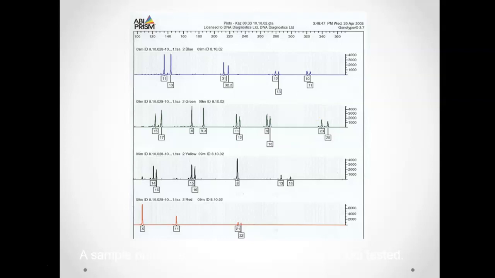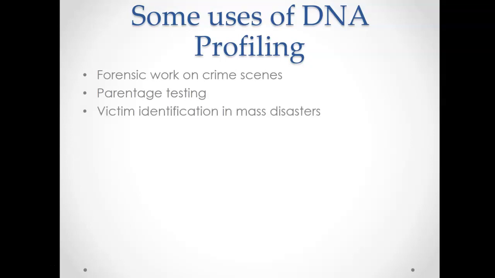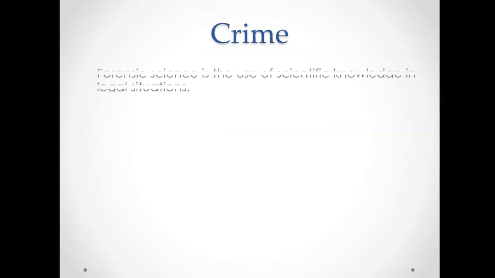Again, we don't create profiles based on what genes you have or what traits you have. We create a profile based on the number of repeats that you have that are unique to your DNA. So what can we use it for? All kinds of things. Forensic work on crime scenes, testing parentage, identifying victims of mass disasters. We can use it for animal identification, looking at racehorses. We can use it for conservation biology. We can use it for a whole host of things.